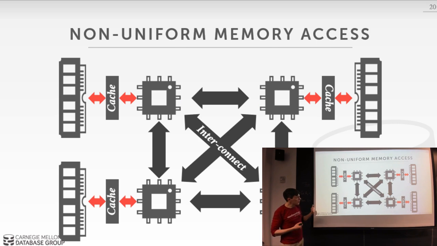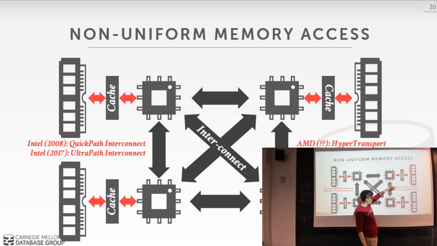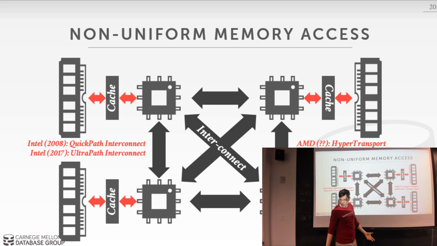In this case, you have point-to-point connections between the different sockets, so there's not a common bus that everyone has to get on and use. This socket can talk to that one at the same time another pair is talking, and there's no interference between them. In Intel, starting in 2008, this is called the QuickPath Interconnect. As of last year, they call it the UltraPath Interconnect. AMD called theirs HyperTransport, and now, as of 2017 with the new Ryzen chips, they call it the Infinity Fabric.